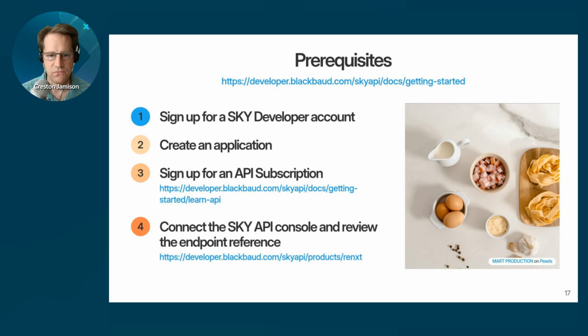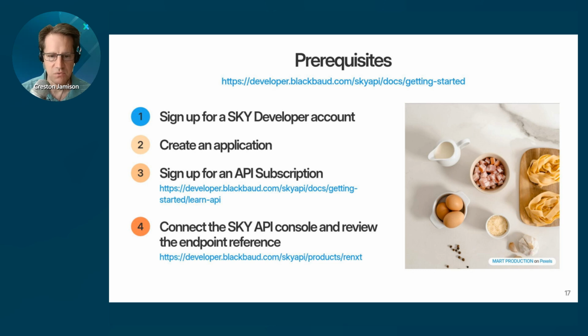Okay, so first you need to do some prerequisites. Now I am including links in different sections for the different things you need to do. So if you want all the details, I highly suggest using these links and going in and reviewing the detailed steps to do this. So this is basically a high-level overview. So number one, you sign up for a Sky developer account if you haven't already. Two, you need to create an application to be able to start using the API. Three, you sign up for an API subscription, and those are free now.